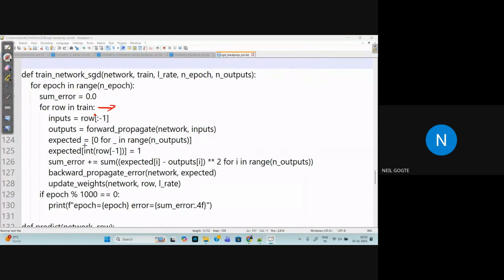Then expected, we make it 0 initially. And then we say the expected value at row minus 1, we fit it in the output. So that particular value, because it's a binary output, if there are two outputs, we make one of the values 1, the other value remains 0. If there are more outputs, then any one of the outputs can become 1.